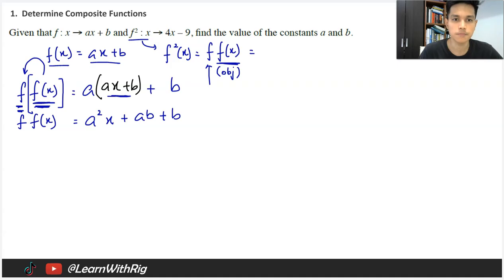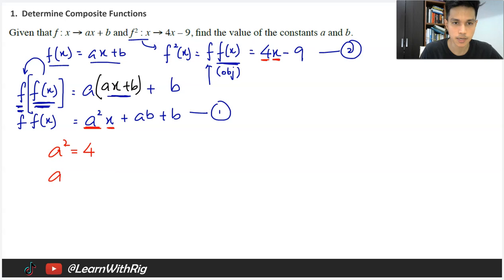So what do you notice here? You know that f(x) is equal to a²x + ab + b, and they gave you f²(x) as 4x − 9. So now you have two equations. This is the first equation, this is the second equation. So you're going to compare. So what can you compare? Well, you notice that there's one x here, there's one x here, correct? So in other words, I can say that this value is equal to this. So a² is equal to 4.